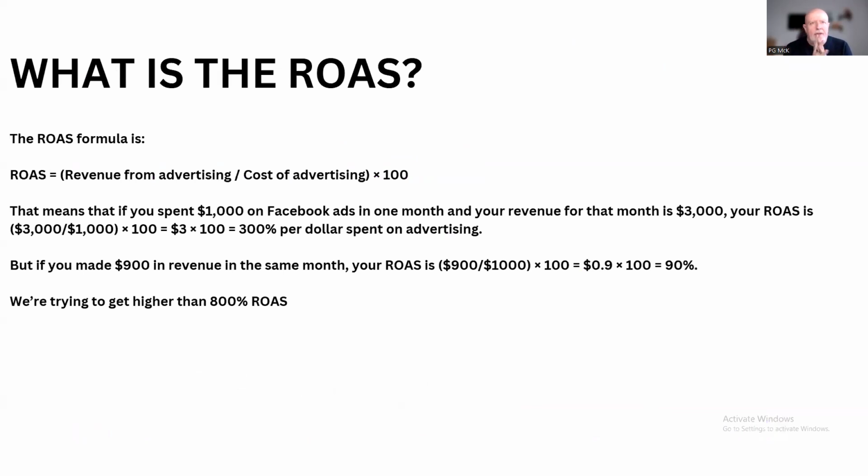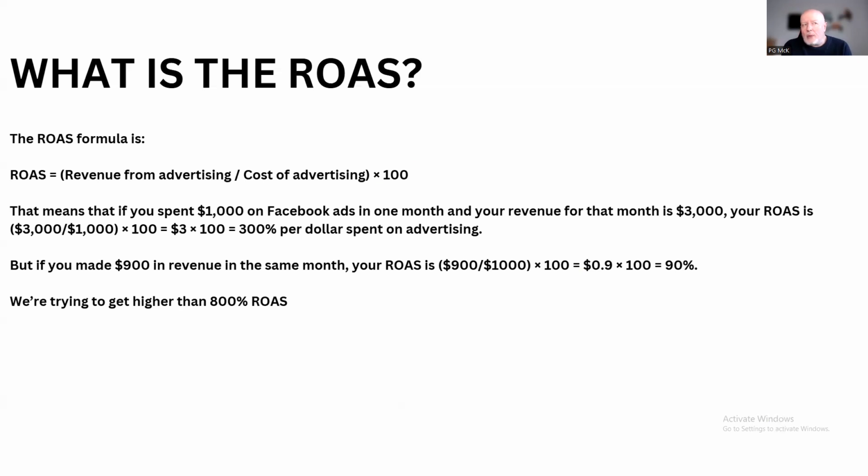Now remember, what you're going to have to do now is work out the ROAS, the return on ad spend, because this is what every media buying client wants to know from its media buyers. They want to know, what is the ROAS? So remember the formula. It's the revenue from the advertising divided by the cost of the advertising multiplied by 100. And that means if you spent $1,000 in the Facebook ads in 1 month and your revenue for that month is $3,000, your ROAS is 3,000 divided by 1,000 multiplied by 100, and that's $300 per dollar spent in advertising. But if you made 900 revenue in the same month, your ROAS is 90%.